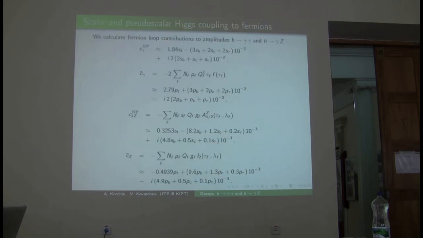Now, in a second model, again, we can do an explicit calculation of loop diagrams in terms of arbitrary couplings of the Higgs, pseudo-scalar, with different quarks and different leptons. And of course, here again, we have a real part of this coupling and an imaginary part. What I would like to pay attention to is the presence of the imaginary part in these couplings.